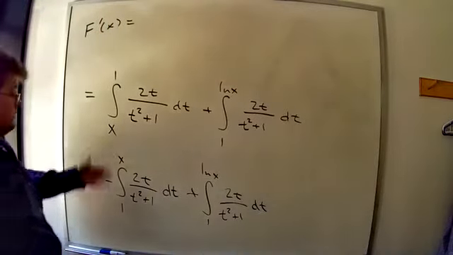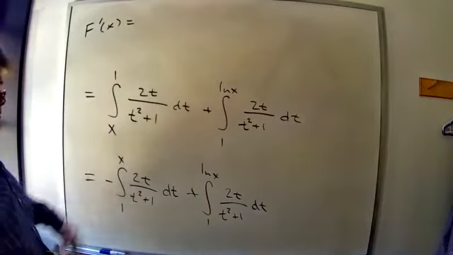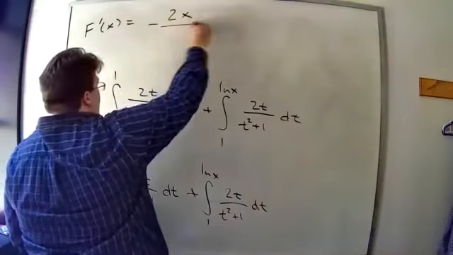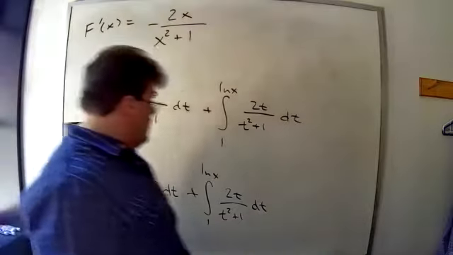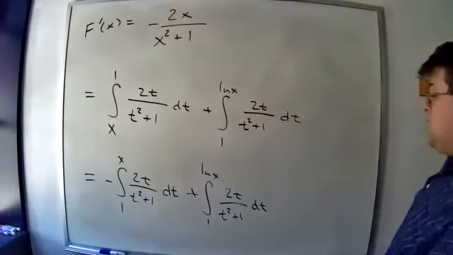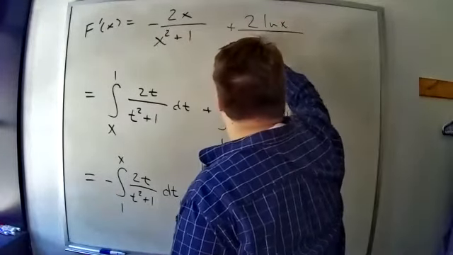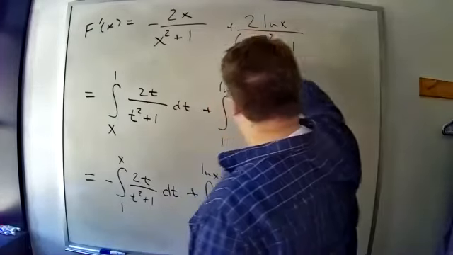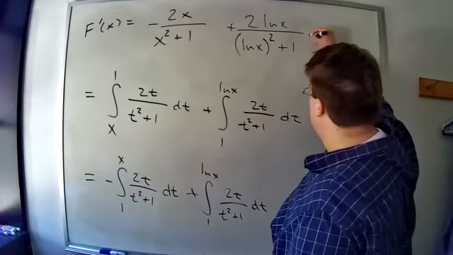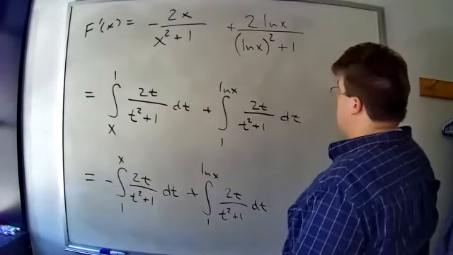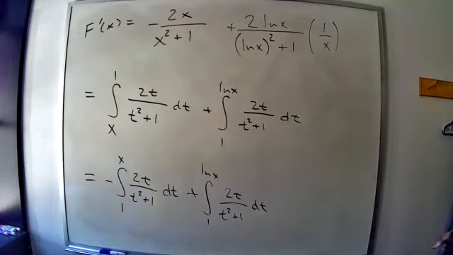This first one, we don't even need a chain rule argument because x is just to the first. But we do have to remember the negative. For the second one, well, replace all t's with log x. But then multiply by the derivative of log x using the chain rule. The derivative of log x is 1 over x.